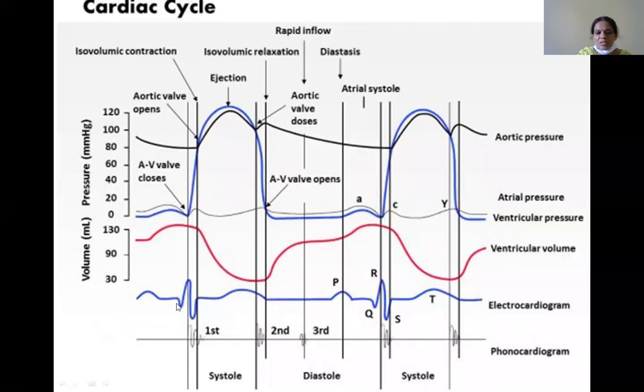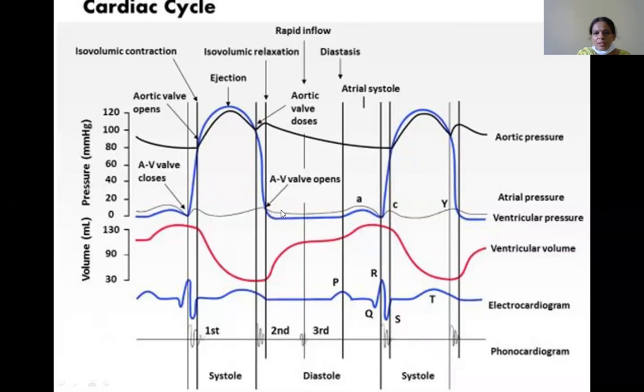This is the ECG, the electrocardiogram, which shows the PQRST waves. This is a phonocardiogram, which shows the heart sounds: first, second, and third. And this is regarding the ventricular volumes.